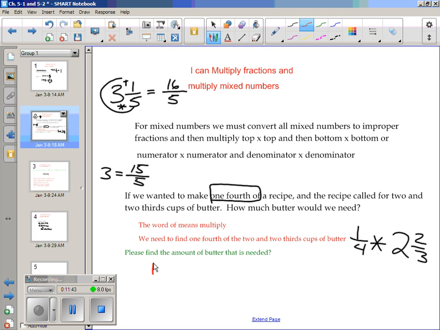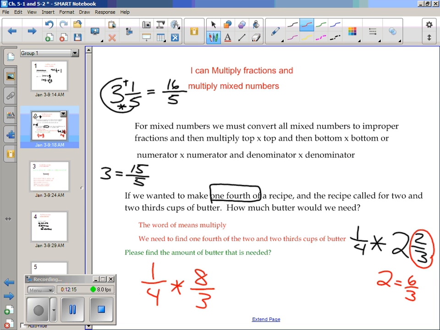So our problem should be 1/4 times 8/3. And we got that because 3 times 2 is 6. That means that 2 is equal to 6/3. Everybody agree? 6 divided by 3 is 2. Then we need to add this additional 2/3 to 6/3, and that's how we get 8/3. All right? We're good to go.